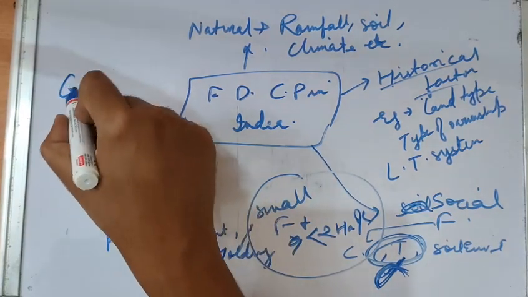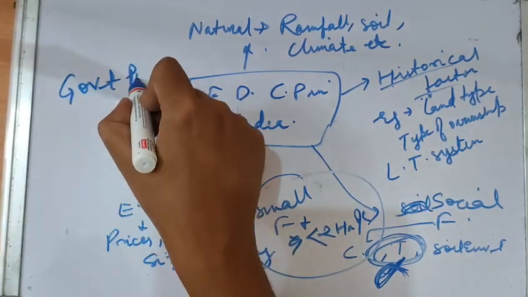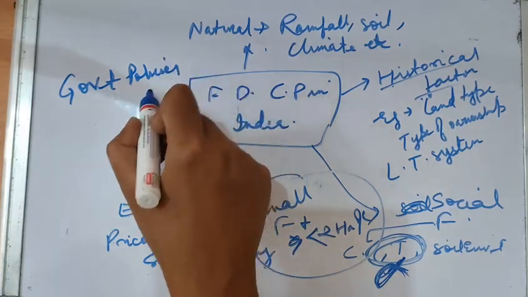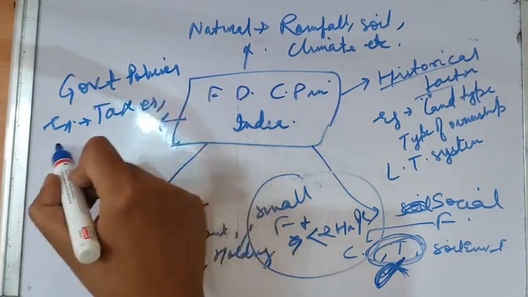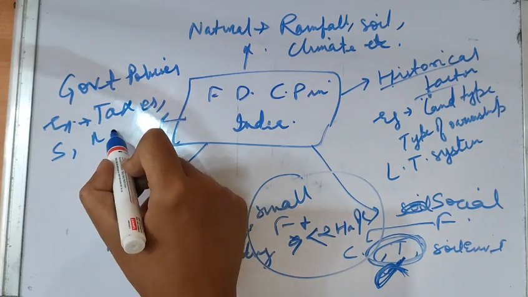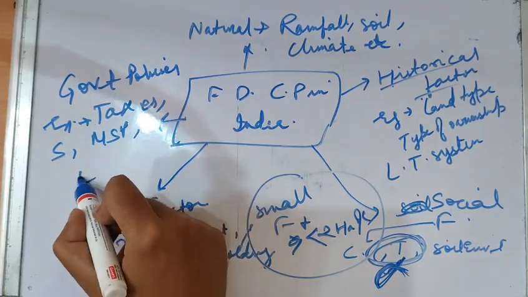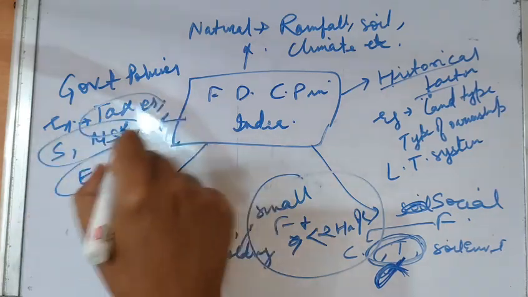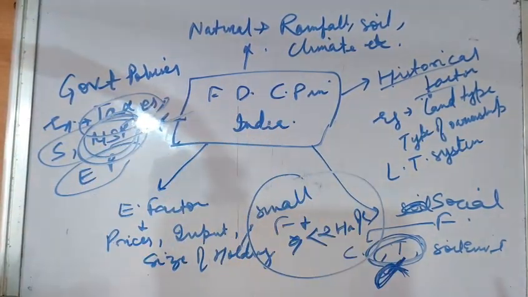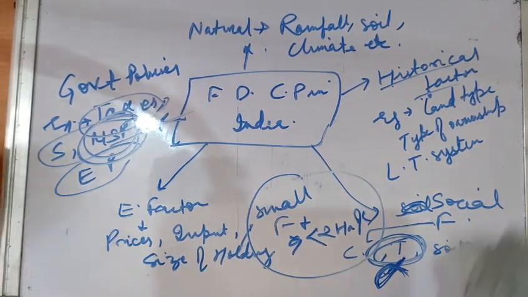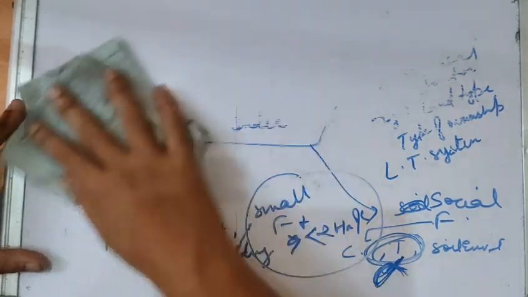There we have got government policies. Example, taxes, subsidies, MSP, export policy. These all affect the cropping pattern. Crops covered under MSP are grown much by farmers. For example, you can see rice, wheat. So these are the factors determining cropping pattern in India.